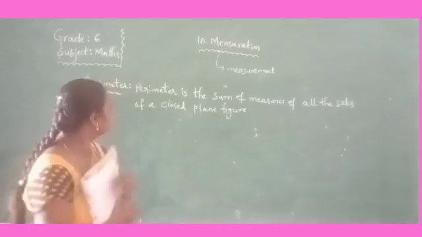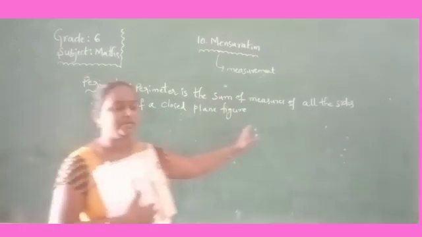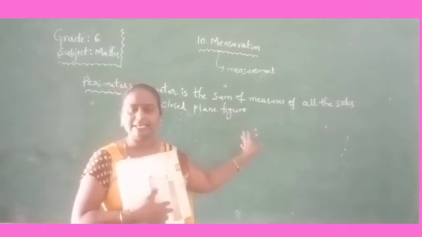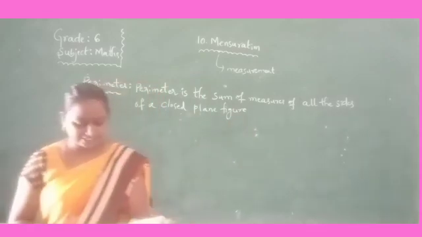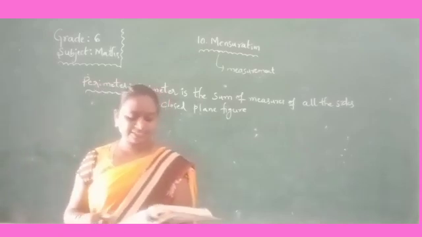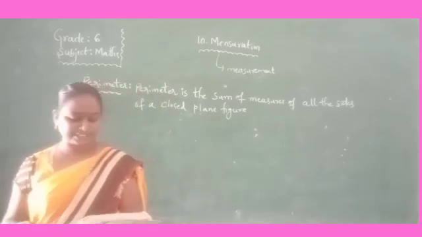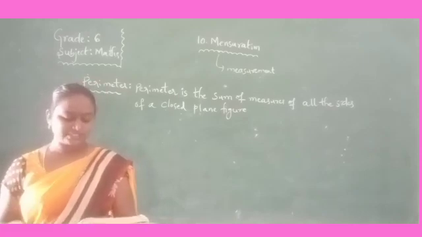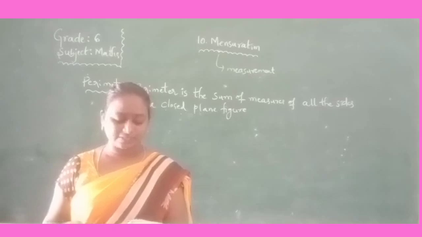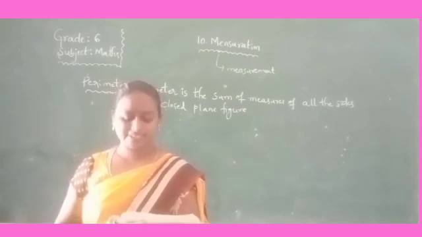So that means here perimeter is the sum of the measures of all the sides of a plane figure. Okay, right. Now take your textbook, page number 206. Try these problems. See, first one: measure and write the length of 4 sides of the top of your study table.